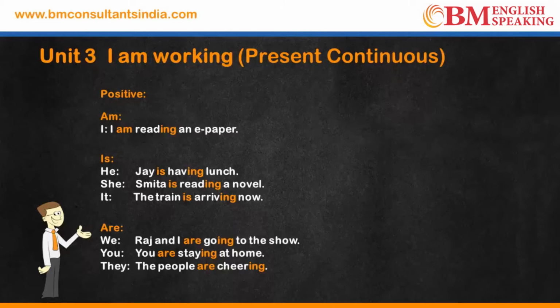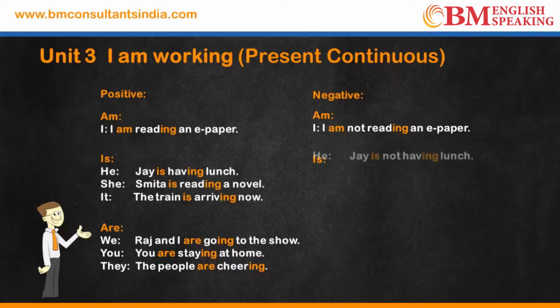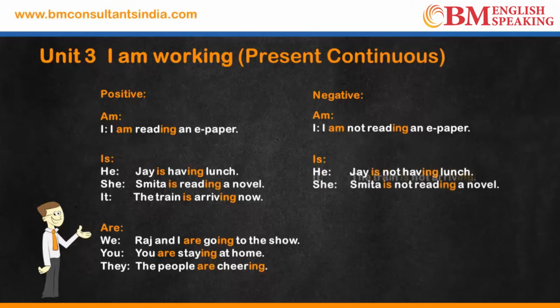They are cheering. Now let's look at negative sentences in present continuous tense. Sentences with I will use I am not. So you'll say I am not reading an e-paper. Let's look at usage of is in negative sentences in present continuous tense. With he, she, and it, we'll use is not.